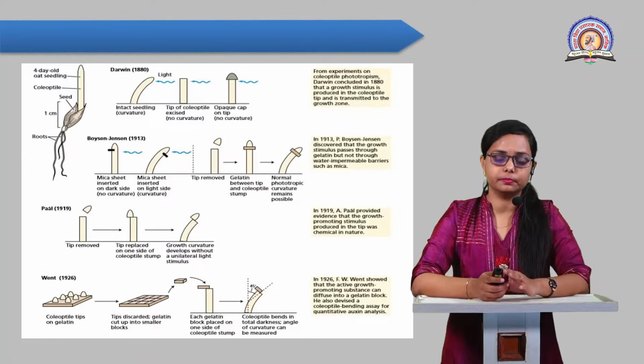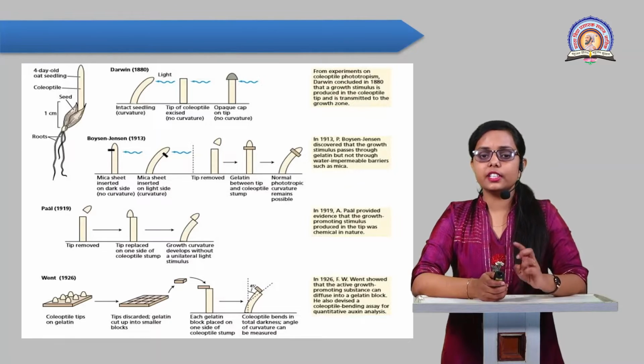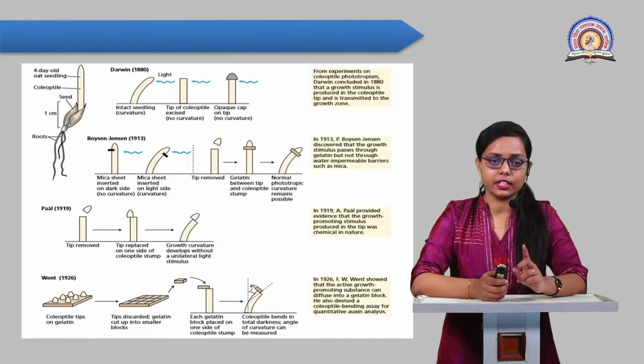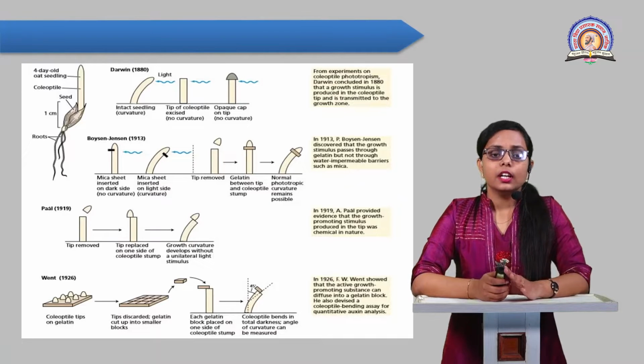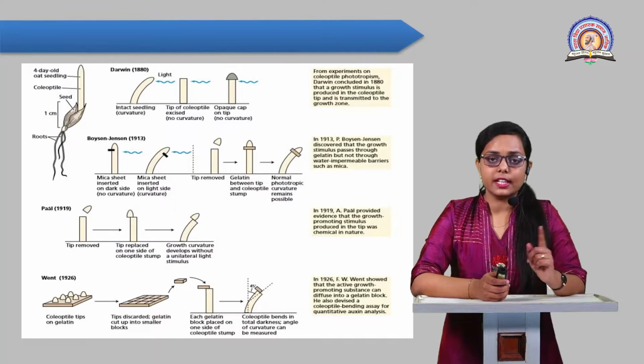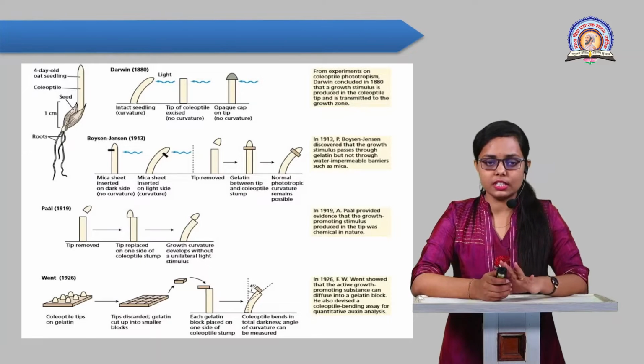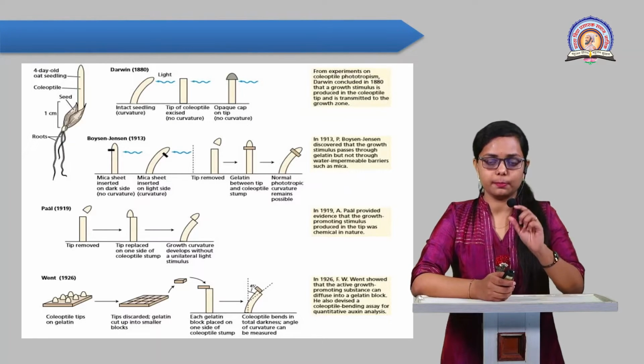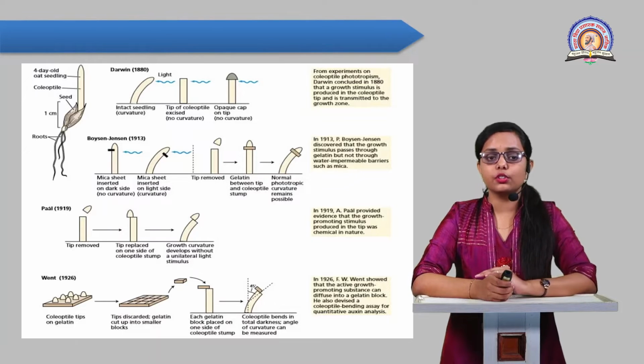So he started performing experiments on it. Darwin and his son both performed experiments on this. They first took the intact seedling and observed that this intact seedling coleoptile bends toward the sunlight. Then they removed the tip of the coleoptile. The tip portion was removed, and there was no curvature.